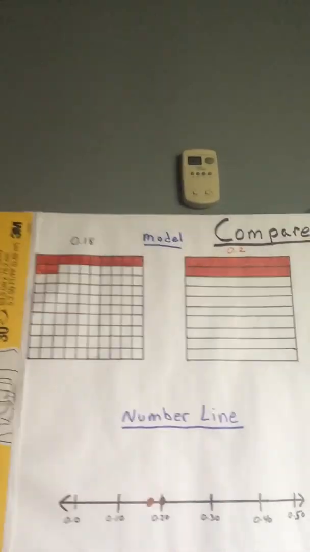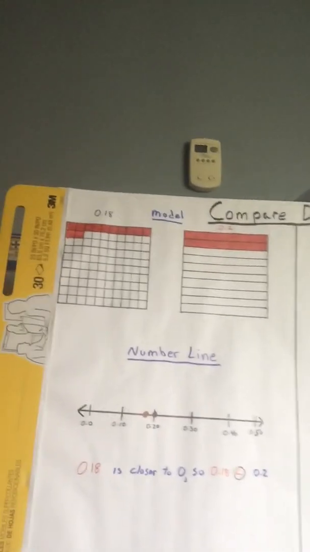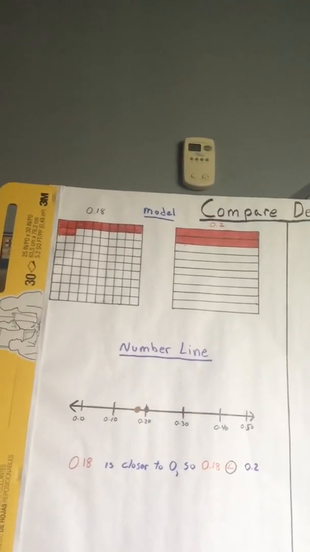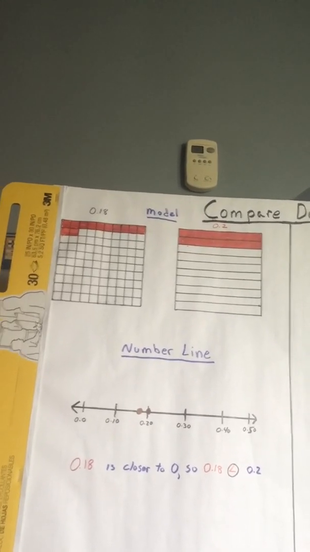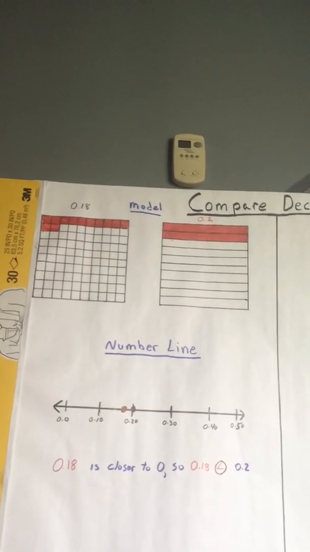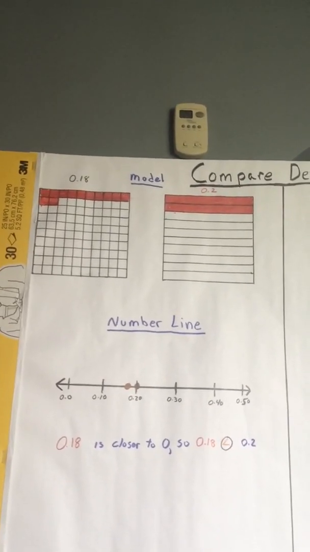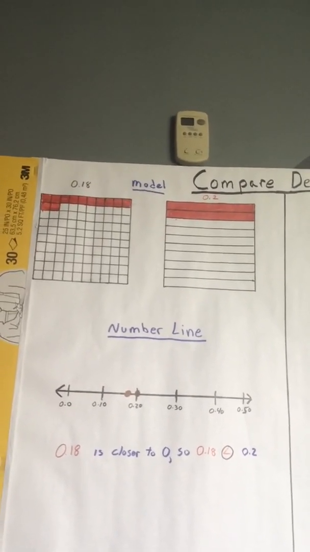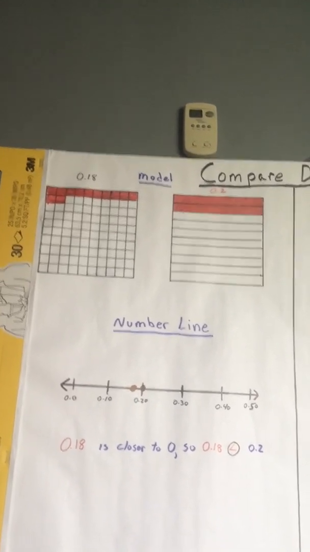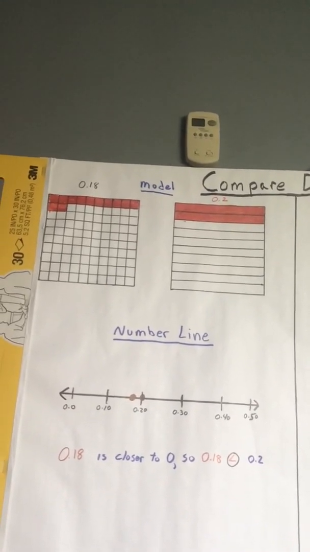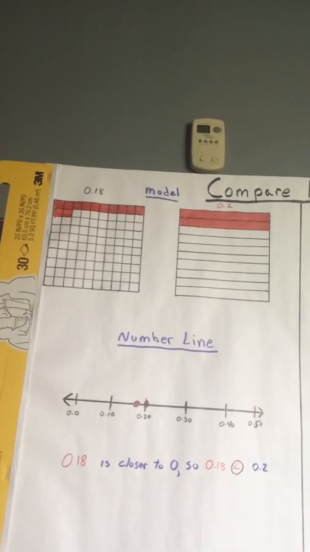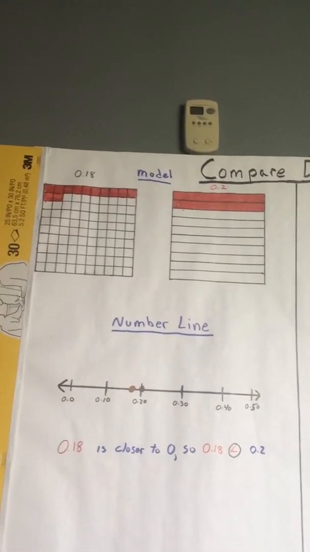First, we're going to use the model method. Okay, there we go. The first model, if you notice, shows 2/10. We've shaded 2/10. Actually, that's the second model. It's backwards for me on this screen. It shows 2/10. And the first model shows 18 hundredths. Notice the difference in the models. The hundredths has 100 little units. The tenths only has 10.